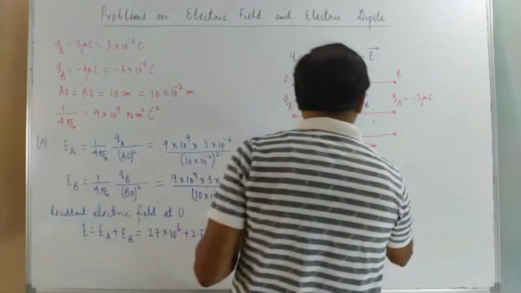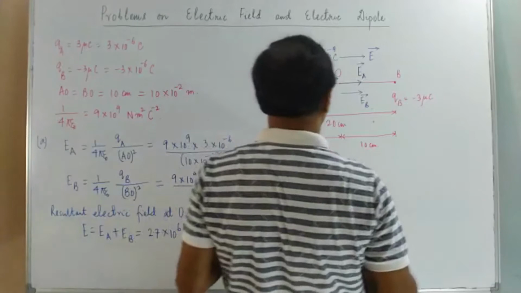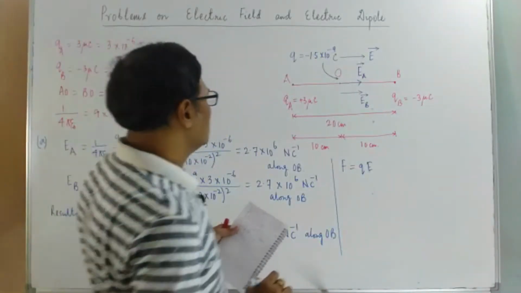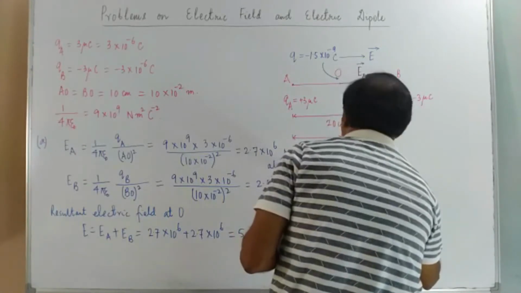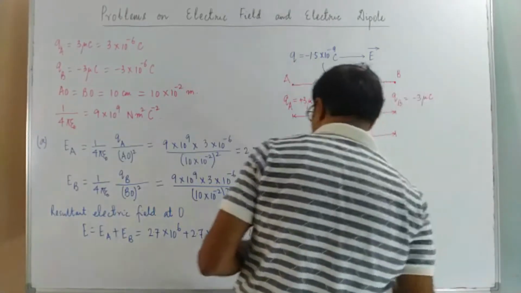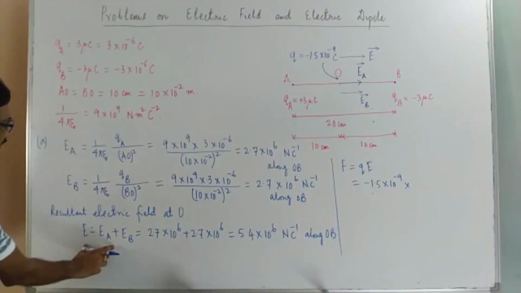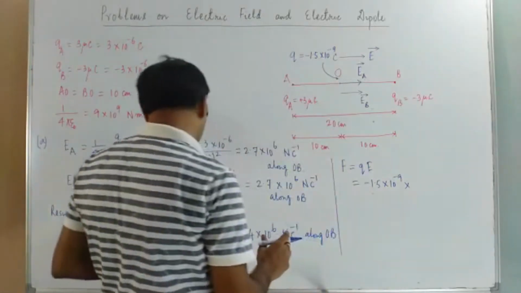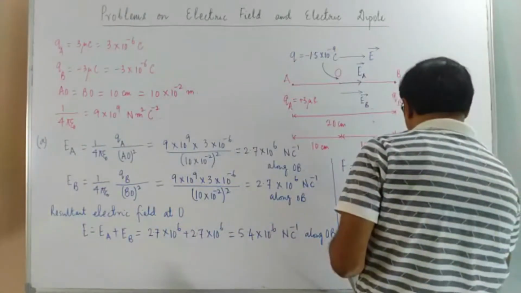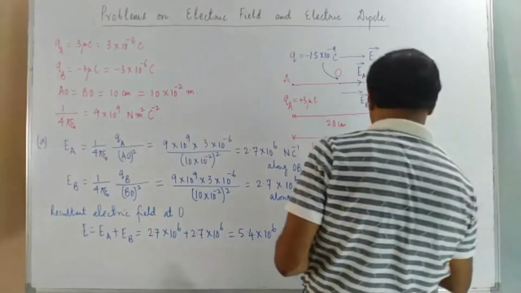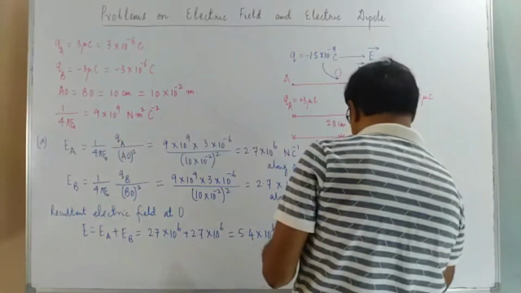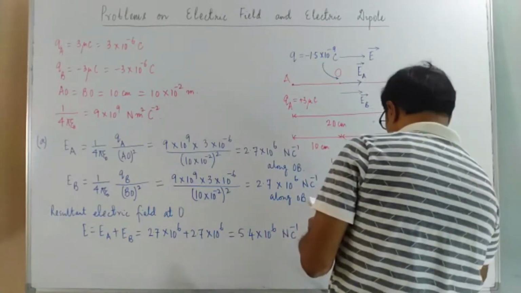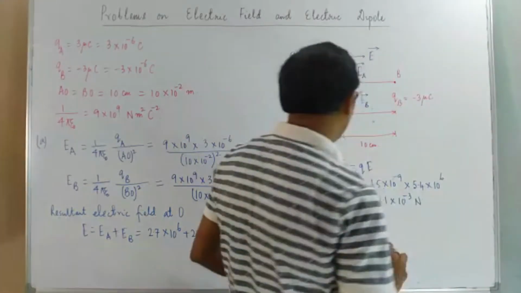So if we consider the force experienced by this Q charge, it is simply Q into E. So that is equal to minus 1.5 into 10 to the power minus 9, and the resultant electric field at point O is already calculated. Okay. So that is 5.4 into 10 to the power 6. If we simplify this, then it comes out as minus 8.1 into 10 to the power minus 3 Newton.